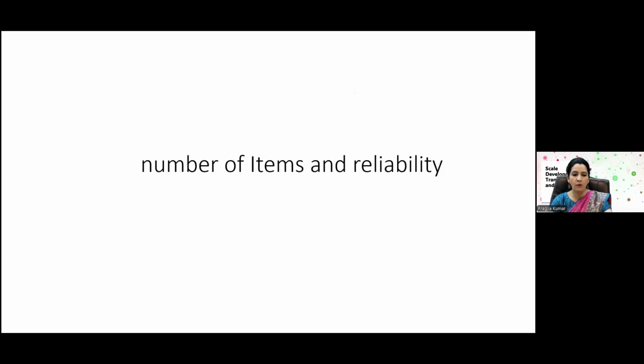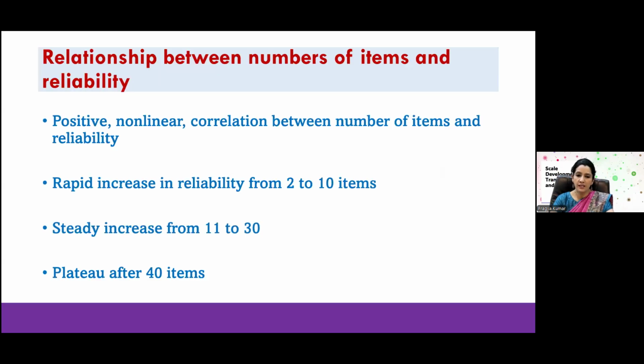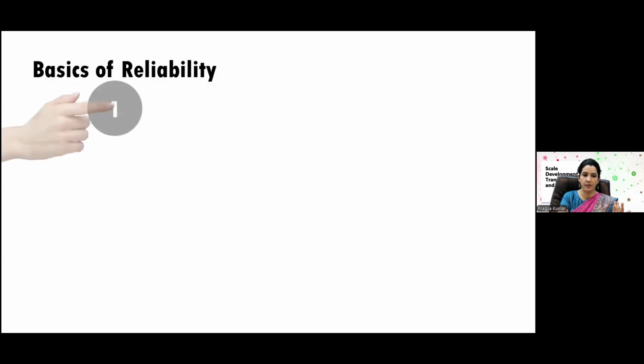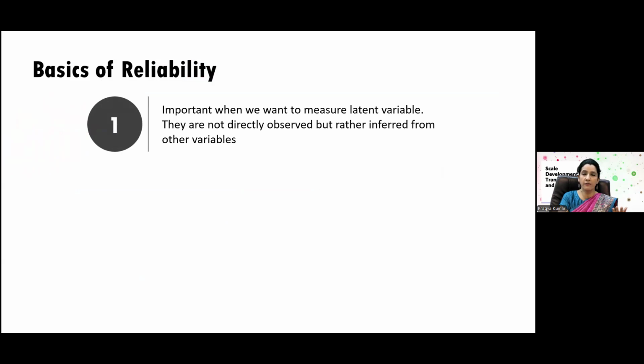If not, now coming to the number of items and reliability. There is a relationship between the number of items and reliability. It is positive but non-linear. The reliability rapidly increases if you increase your items from 2 to 10. Then there is a steady increase from 11 to 30, and after 40 there is a plateau. It means there is no point having more than 30 items in your scale. The basics of reliability are very important when we want to measure a latent variable, because latent variables are not directly observed, but rather we infer them from other variables.